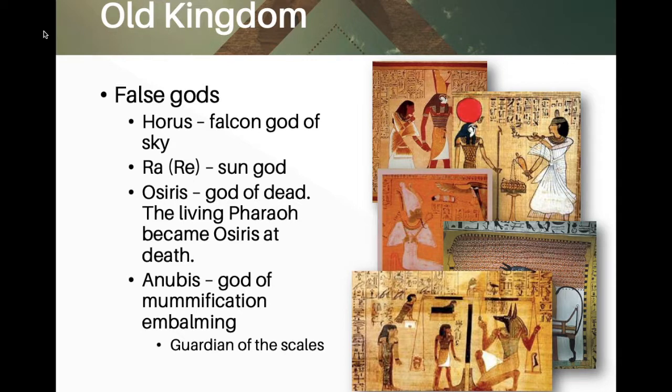Anubis was also known as the guardian of the scales, which means he watched over the entire process and made sure that the heart was weighed correctly. And this would determine if the deceased person was able to move into the afterlife and have a good standing or a good position in the afterlife.